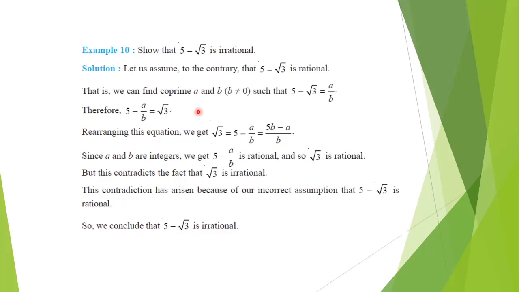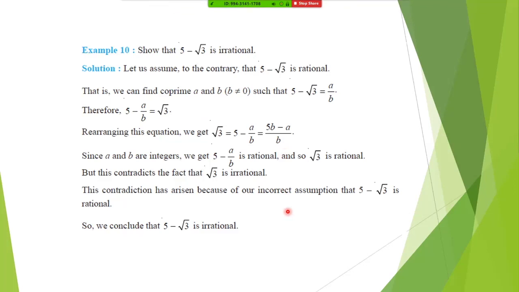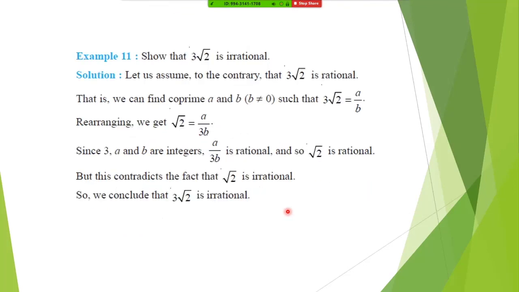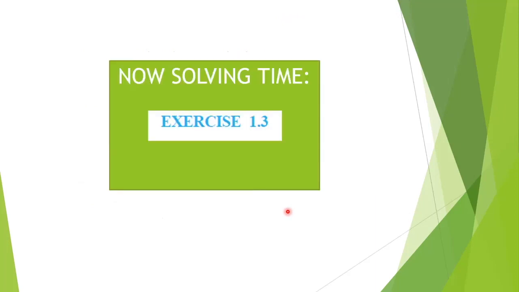Just let me know once you're done with this slide also. Done? Yes, ma'am. Shall I move to the next slide? Yes, ma'am. Show that 3 root 2 is irrational. Now with multiplication, instead of having the operation as subtraction or addition, we have multiplication here, same way.